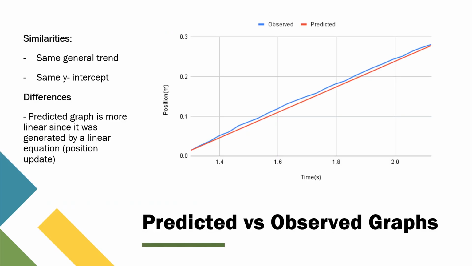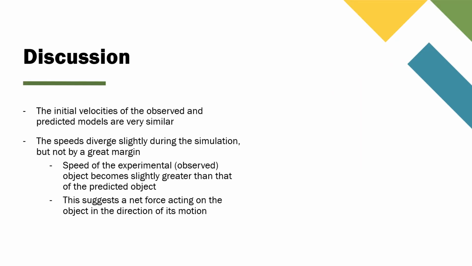From the data from my computational model, I made a graph of my observed and predicted results. So the observed results are in blue and the predicted are in red. They have the same general trend and the same y-intercept, but the predicted graph is more linear since it was generated by a linear equation, the position update, rather than observations in the real world. The initial velocities of the observed and predicted models are very similar. The speeds diverge slightly during the simulation, but not by a great margin.